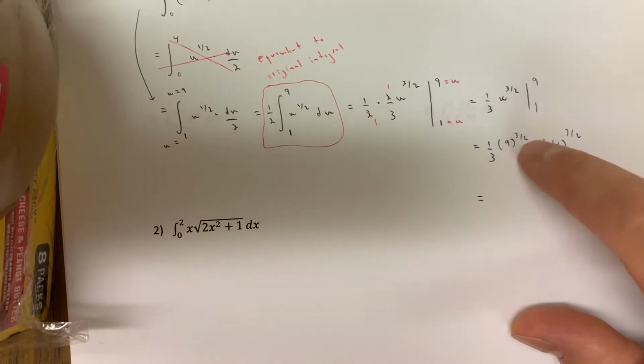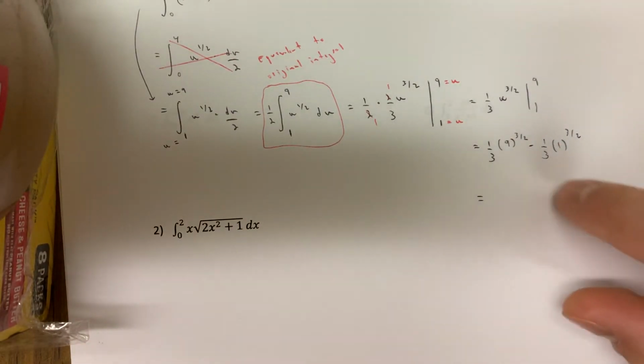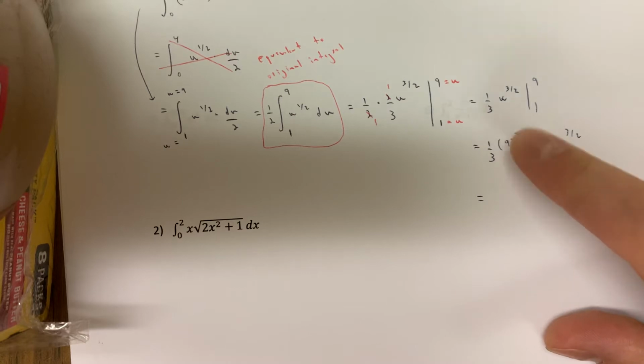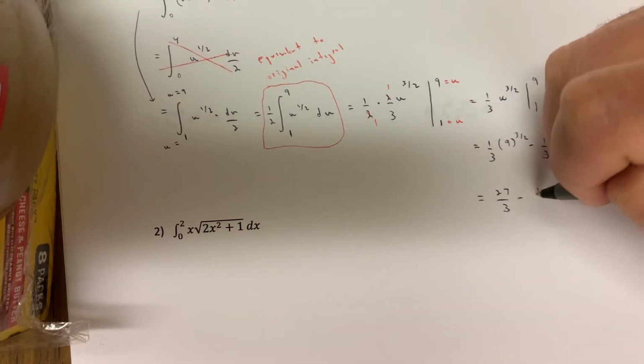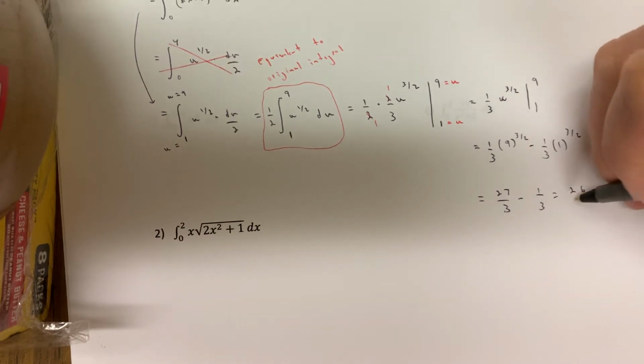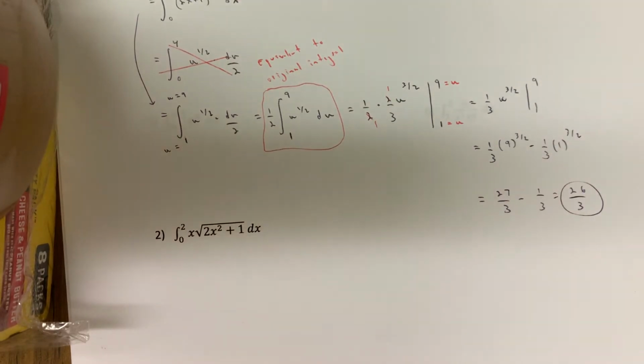9 to the 3/2. If you can't do this, you know, obviously you weren't paying attention the whole first half of the year. So square root of 9 is 3. Cube that 3, we get 27. So 27/3, which is 9. I get it, but it's minus 1/3. So I'm going to keep it as 26/3 right there, okay, as far as the answer is concerned.